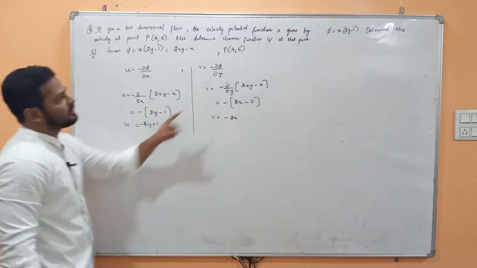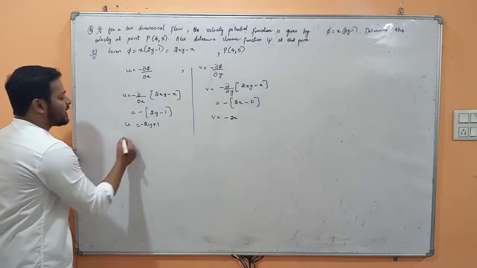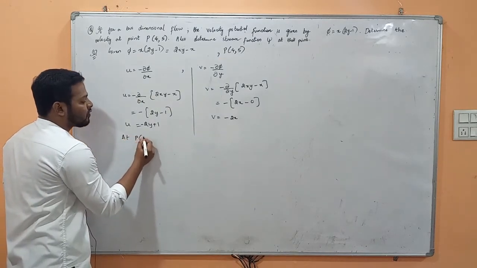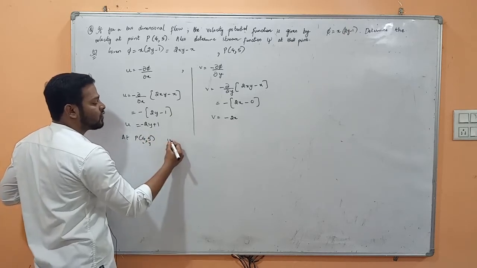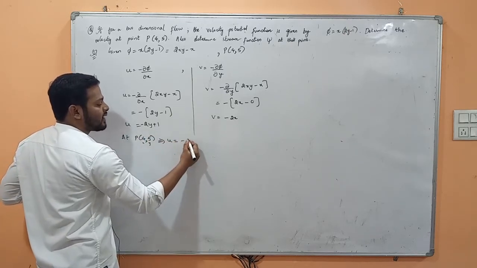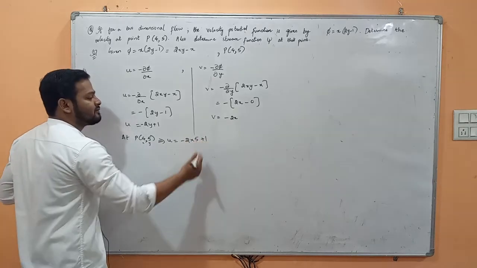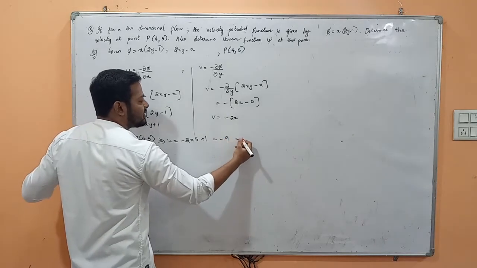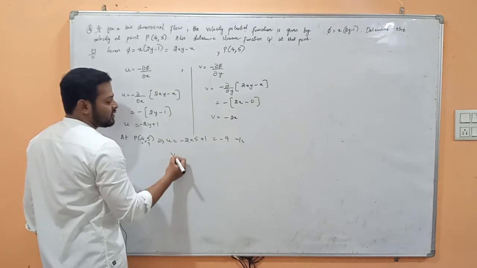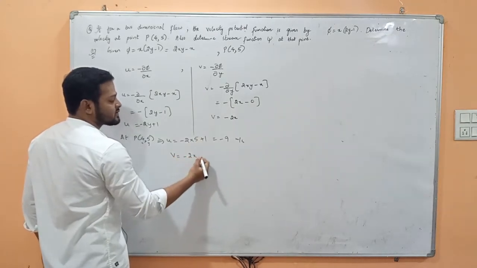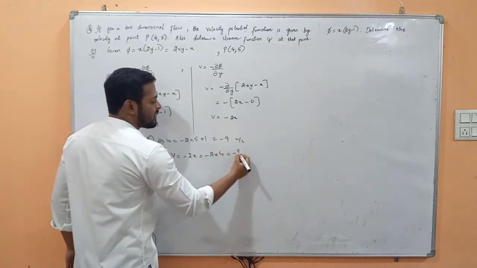One point has been given, 4, 5, which means x is 4 and y is 5. So I can find out at P(4, 5), x is 4, y is 5. And what will be the value of u now? So minus 2 into, what is y? 5. 2 into 5 plus 1. So minus 10 plus 1 is minus 9 meters per second. If we take SI units of velocity, that is meters per second. Next, v is minus 2x. So minus 2 into, what is x given in the question? 4. So that is minus 8 meters per second.